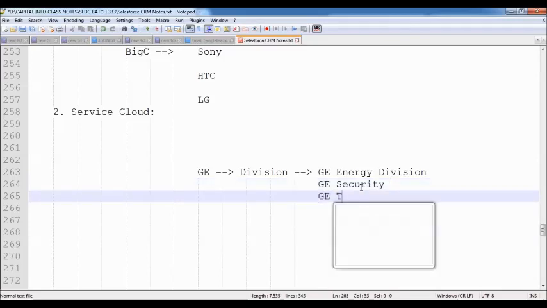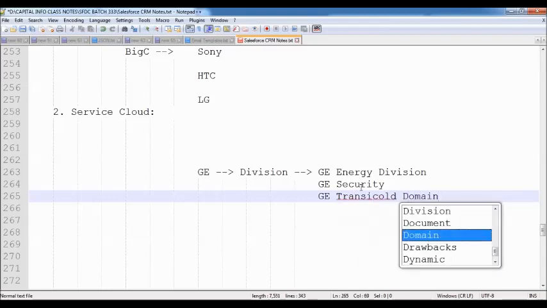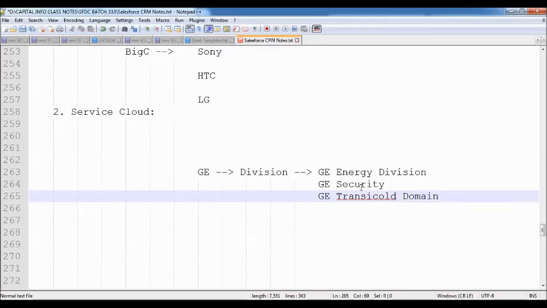Then they have the GE TransEqual domain division. As part of this TransEqual, they are going to manufacture various chillers. Chiller means what? For example, generally in our home, to make our temperature cool, we are using some AC, an air conditioner. To make a small room cool, we use some AC. Suppose, for example, I have a 50-floor building, a big shopping mall.